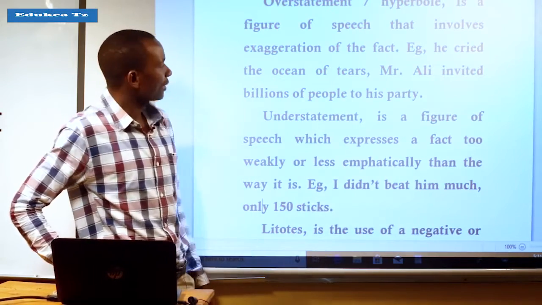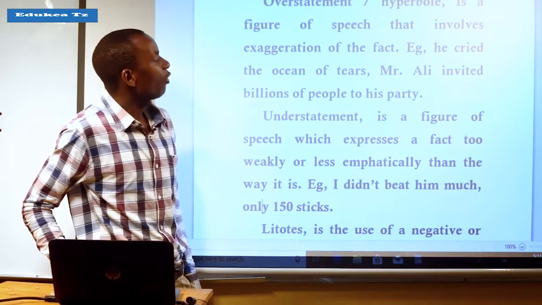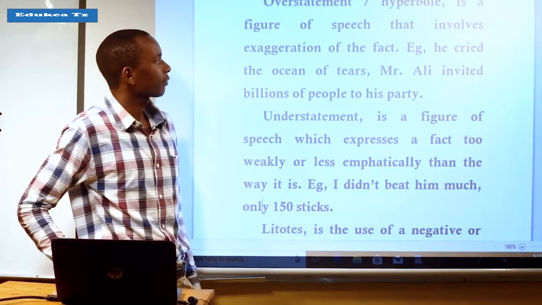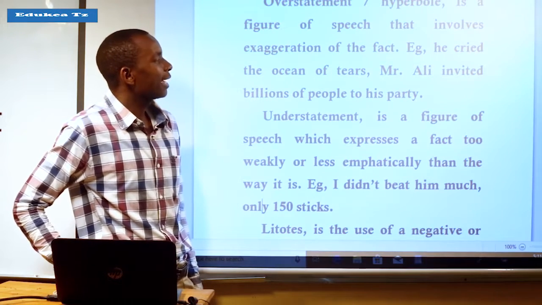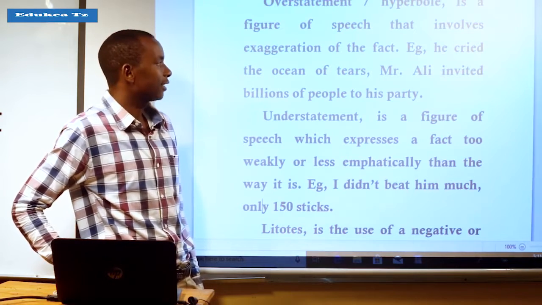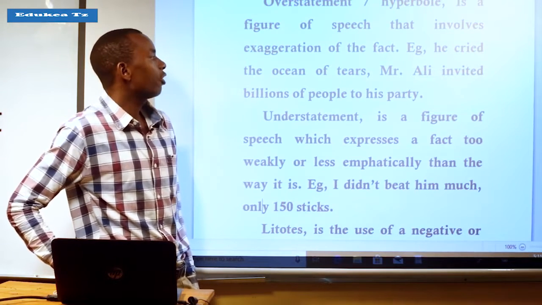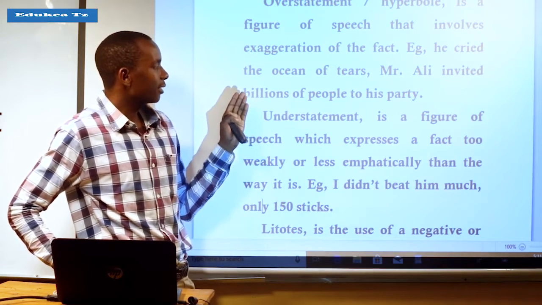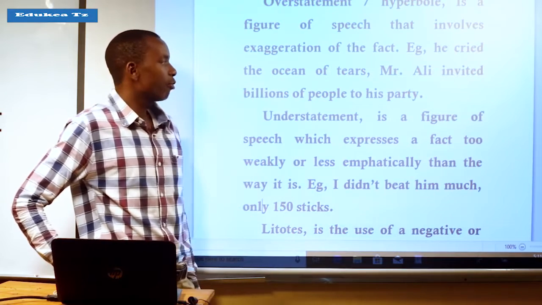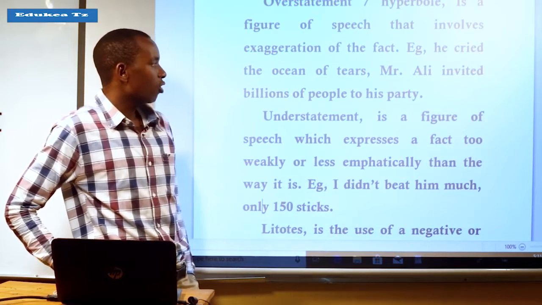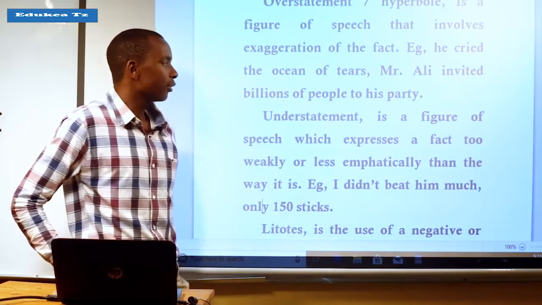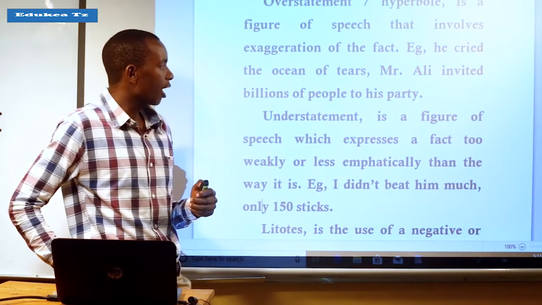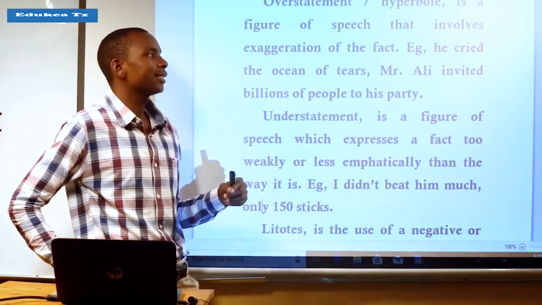Here, overstatement is a figure of speech that involves exaggeration of the fact. For example, he cried an ocean of tears. So there is a mistake here in composing those sentences. But what is meant by that expression?